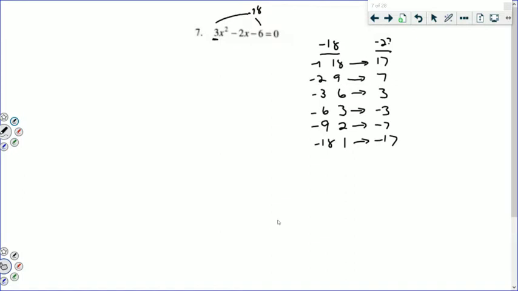Okay. None of these numbers in this list add up to be negative 2, which is unfortunate. But we have a bunch of different ways to deal with that.